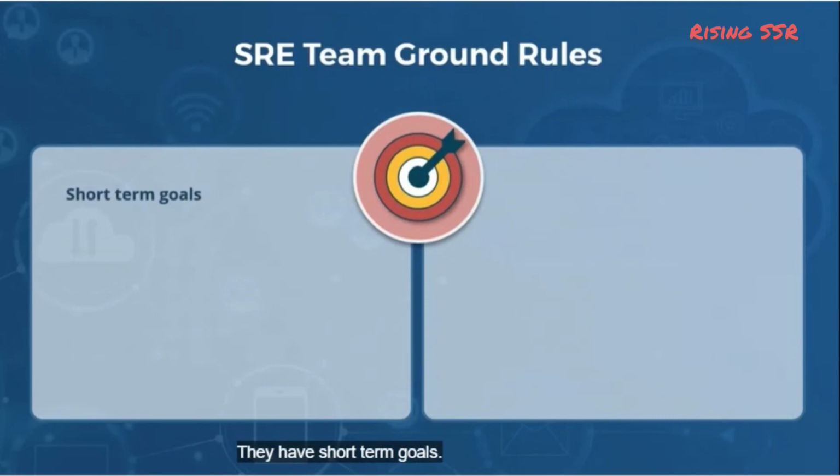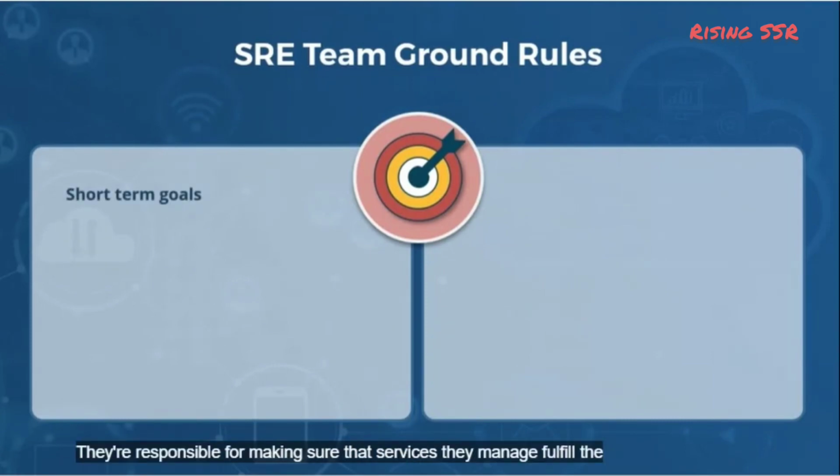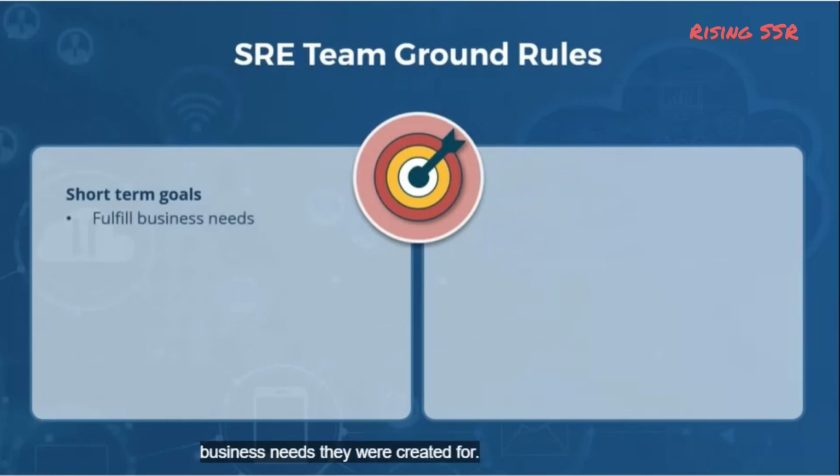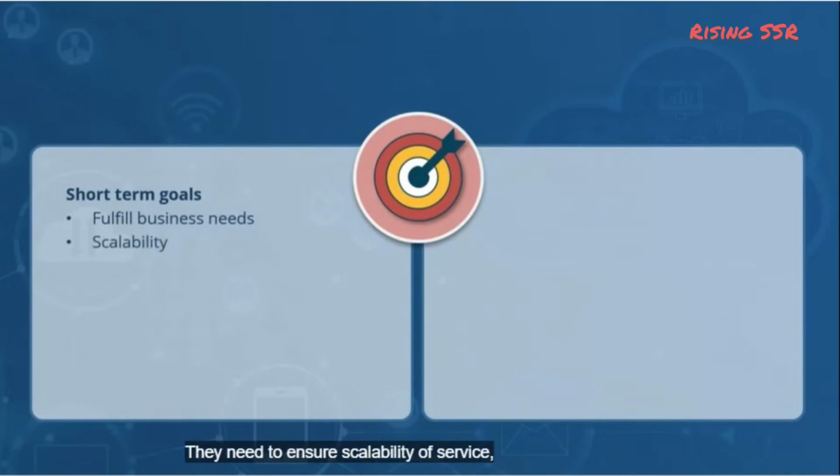They have short-term goals. They're responsible for making sure that services they manage fulfill the business needs they were created for. They need to ensure scalability of service, which is something you want to build into the service right from the start. And they also need to ensure maintainability, again, ideally from the start of the service. These factors will ensure the service has a long, useful life.